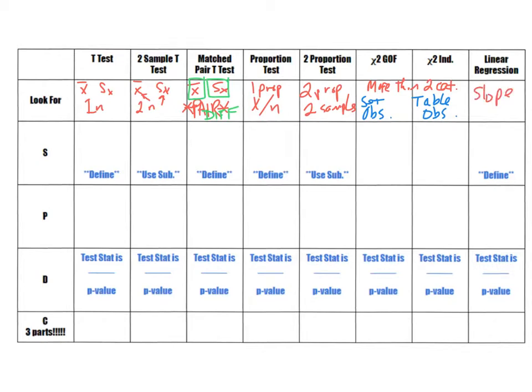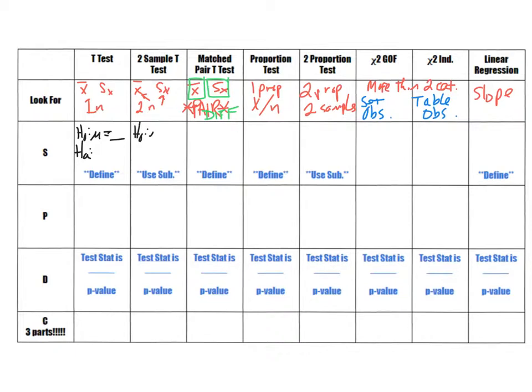All right, so now the state. In every single state, this is where you do your null and your alternative. And I'm going to write down the nulls. So we have mu equals blank, the population mean, and we have a number. And remember, you have to define your mu. You say mu is the population mean and put it in context.